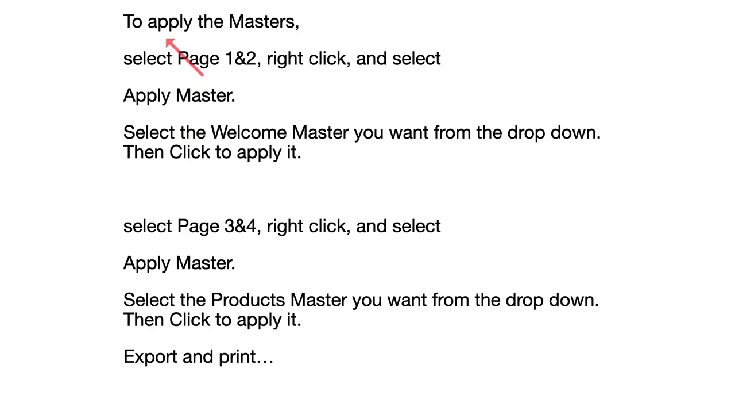To apply the masters, for example, select page 1 and 2, right click and select apply master. Select the welcome master you want from the drop down list and then click to apply it. You do the same with the second lot, pages 3 and 4. Right click and select apply master, select the product master you want from the drop down list and click to apply it. Export and print, and ta-da, there's your finished brochure.